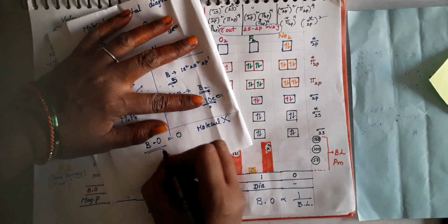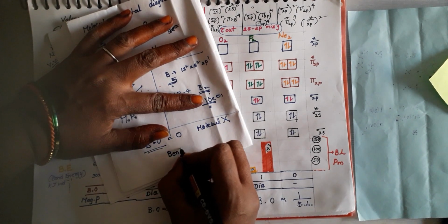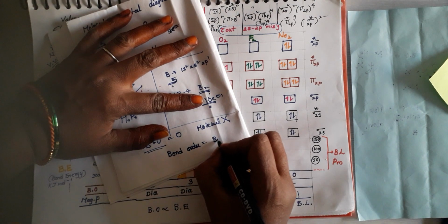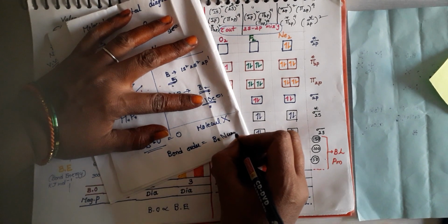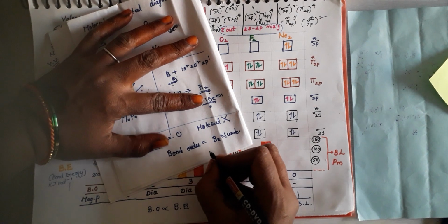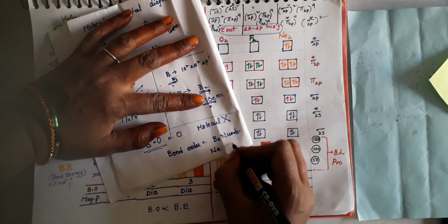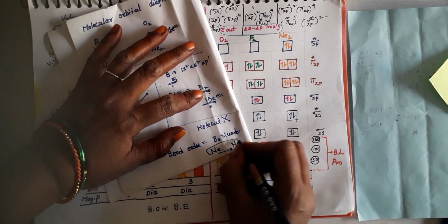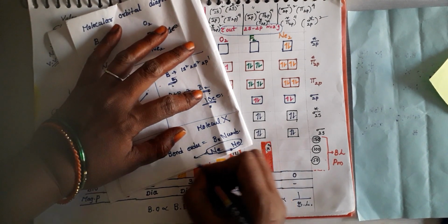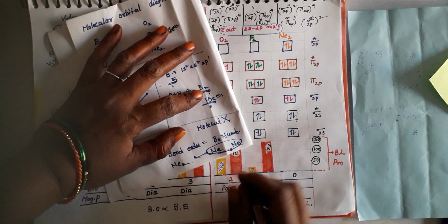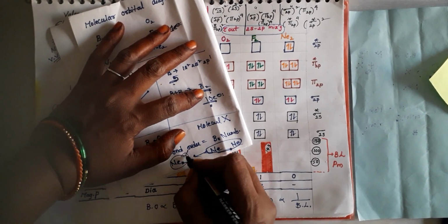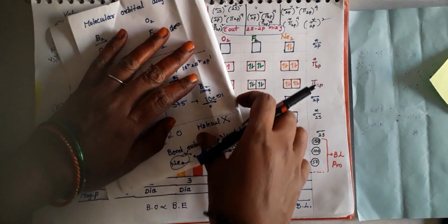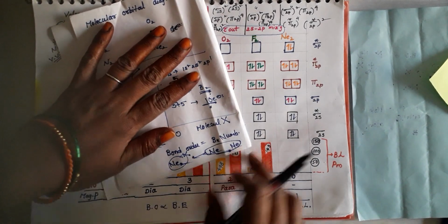Why? Because bond order is nothing but the number of bonds. There are no bonds between these two atoms. Neon and neon can't have any type of bond. These two atoms may not combine and may not give a Ne2 diatomic molecule. Ne2 is not possible. Like that, we have to decide.